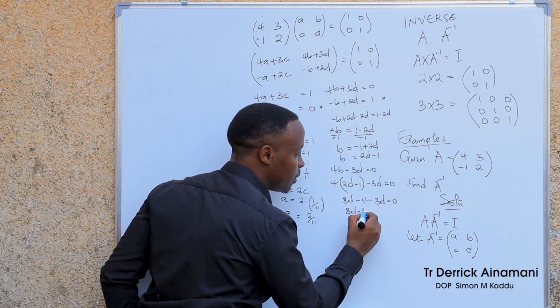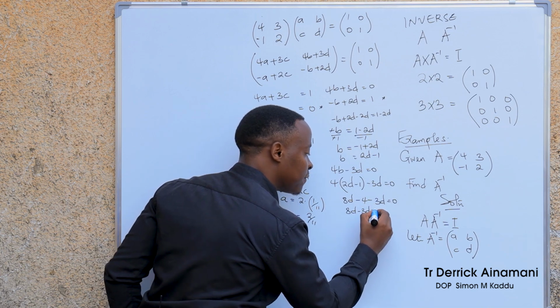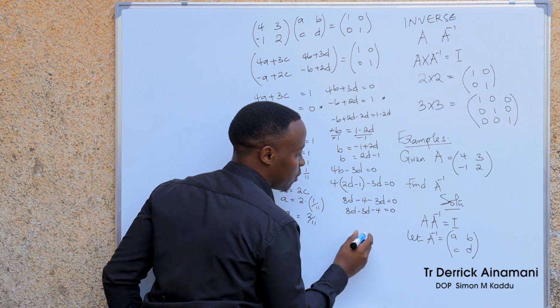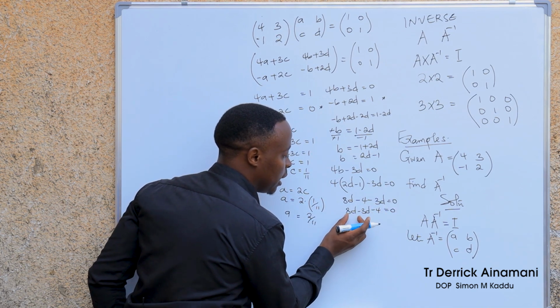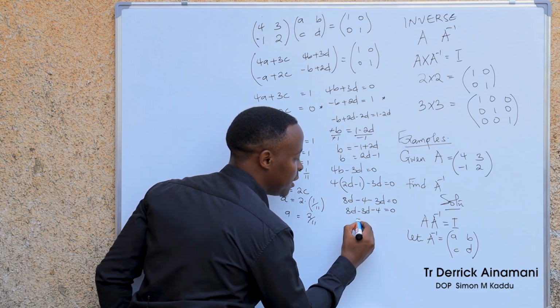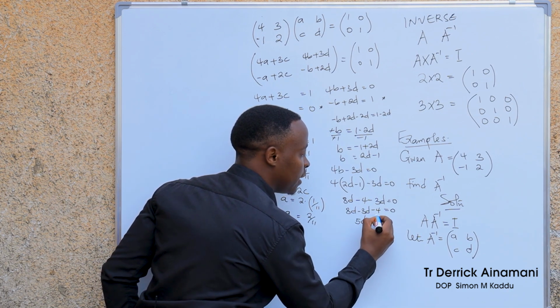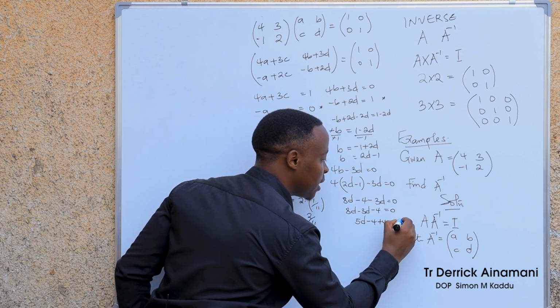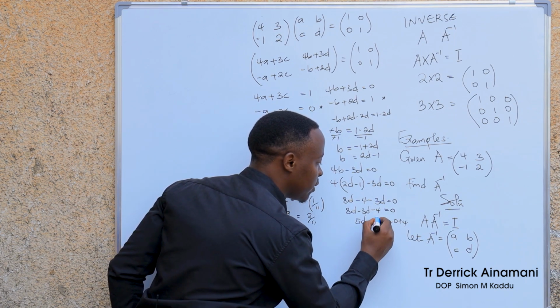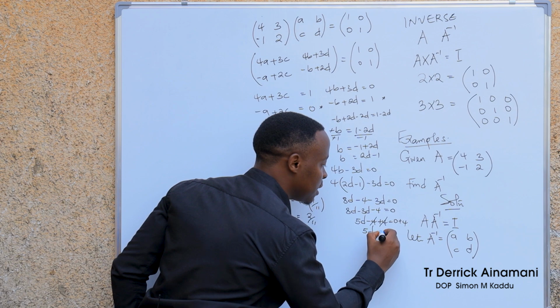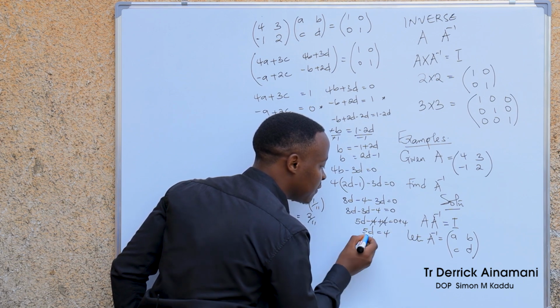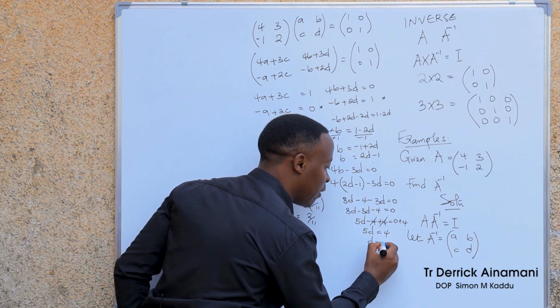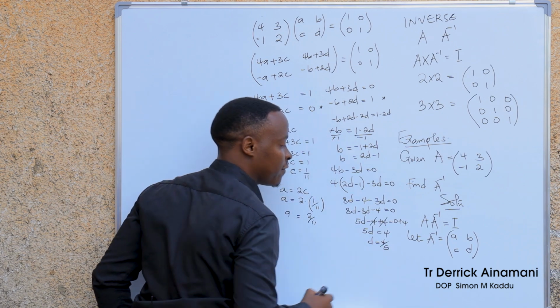8d minus 3d, then minus 4 is equal to 0. This one becomes 8d minus 3d is 5d. Then the 4 comes this side. I say minus 4 plus 4 is equal to 0 plus 4. So I have 5d. This one should cancel. I have 5d is equal to 4, implying that if I divide by 5 here and by 5 here, I will have d equal to 4 over 5.